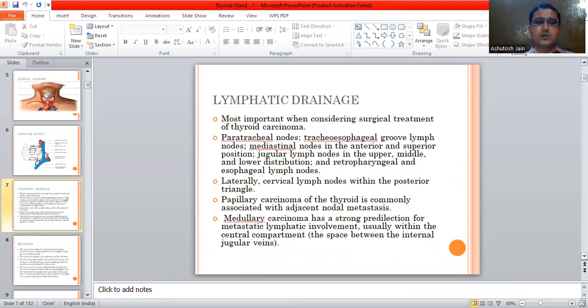Lymphatic drainage, most important when considering surgical treatment of thyroid carcinoma. Paratracheal nodes, tracheo-esophageal groove lymph nodes, mediastinal nodes in the anterior and superior position, jugular lymph nodes in the upper, middle, and lower distribution, and retropharyngeal and esophageal lymph nodes. Laterally, cervical lymph nodes within the posterior triangle. Papillary carcinoma of the thyroid is commonly associated with adjacent nodal metastasis. Medullary carcinoma has a strong predilection for metastatic lymphatic involvement, usually within the central compartment, the space within the internal jugular veins.